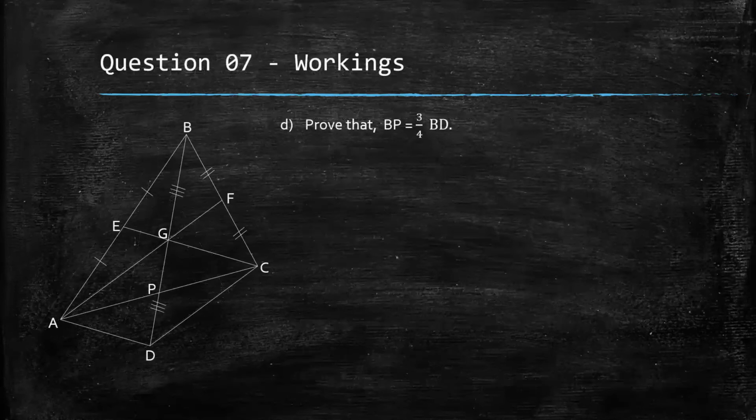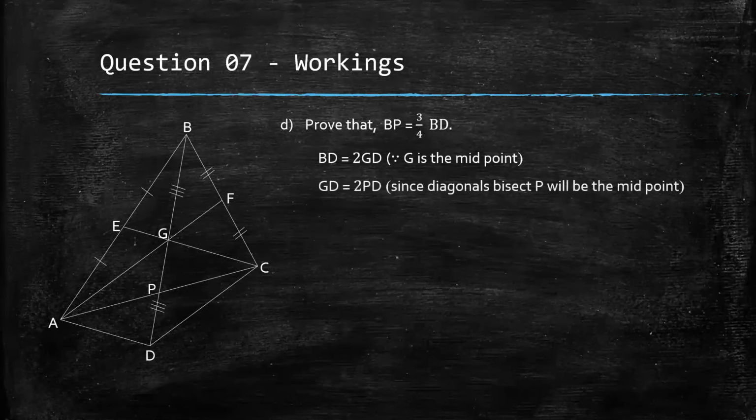So the part D: prove that BP equals 4 over 3 BD. BD equals 2 GD. Why? How can we take that? G is the midpoint. Then GD equals 2 PD.